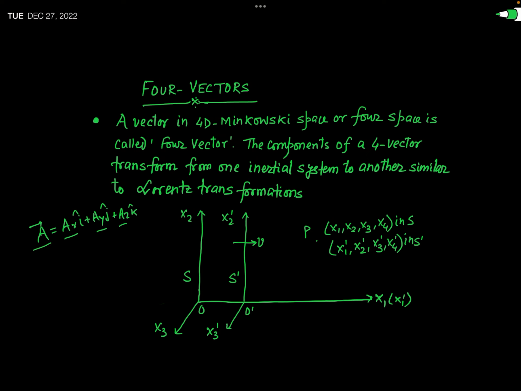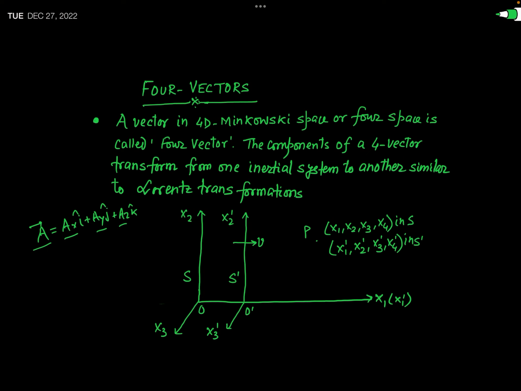So as in case of the 3D space, you define a three-dimensional vector which has three components. So just as an analogy, you can say that if our space is four-dimensional and there is a vector in that four-dimensional space, definitely that vector will have four components. Okay? So any vector in four-dimensional Minkowski space or simply in four space is known as four vector.